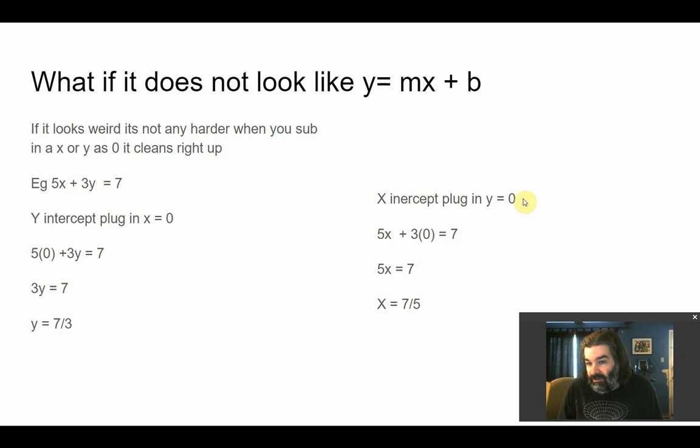To find the x-intercept, you plug in y equals 0. So just replace your y with a 0. Well, 3 times 0 is 0. So 5x equals 7. 5 times x, you move it across. You get 7 divided by 5 equals x. So really fast, really easy. Don't overthink this, okay? Just plug in a 0, figure out what you've got left. All right? That's how we solve for this.